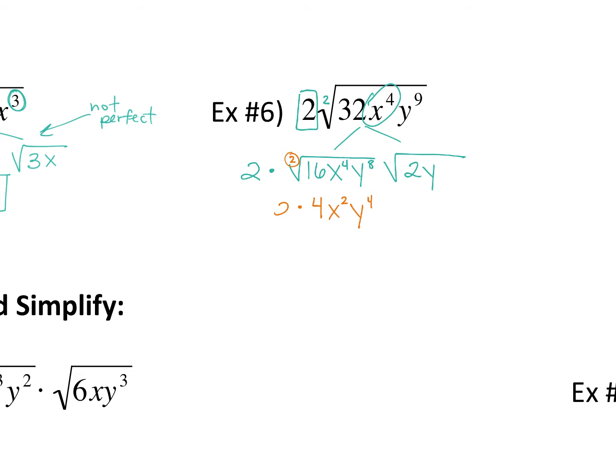Okay? Don't forget about your friend, the 2 out in front. So last thing to simplify is just to multiply those two. 8x squared y to the 4th times the square root of 2y. Make sense?